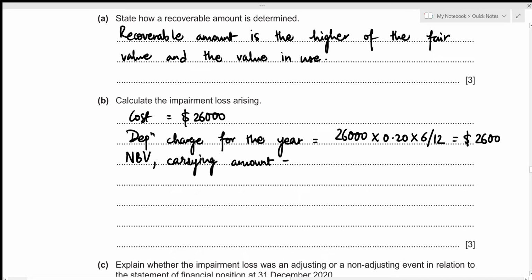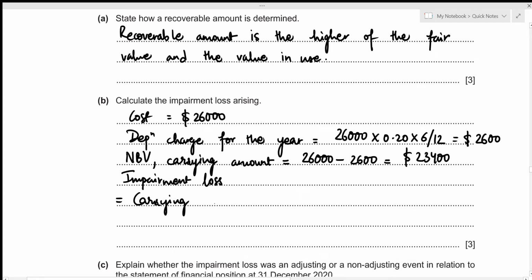Net book value is just the difference between cost and depreciation, so that's going to be 26,000 minus 2600. So this gives our carrying amount to be 23,400. Now we need to figure out the impairment loss. As I said before, impairment loss is just the difference between the carrying amount and the recoverable amount. So that's carrying amount minus recoverable amount. And impairment loss arises only when the carrying amount is greater than the recoverable amount.